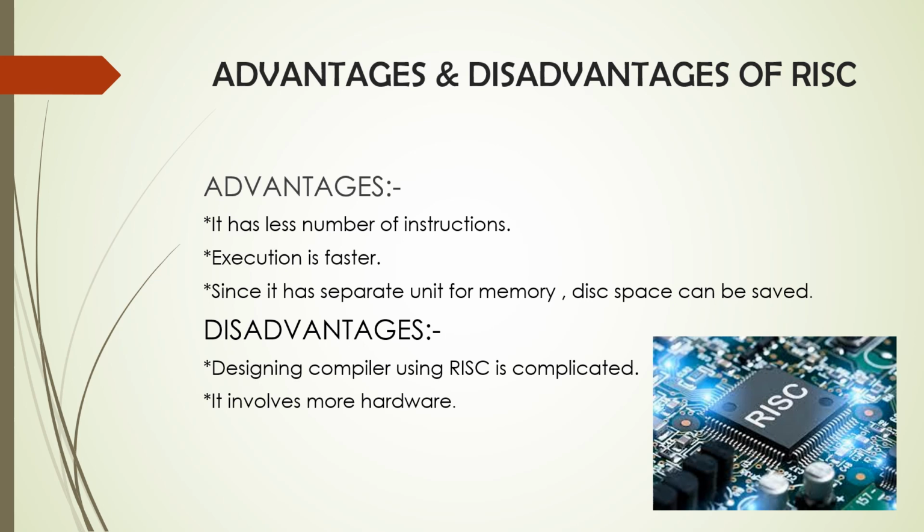Let us see what are the advantages and disadvantages of RISC. The advantages of RISC are that it has fewer instructions and the execution is faster, since it has separate units for memory and data. The space can be saved. What are the disadvantages of RISC? Designing a compiler using RISC is a little bit complicated and it involves more hardware units.